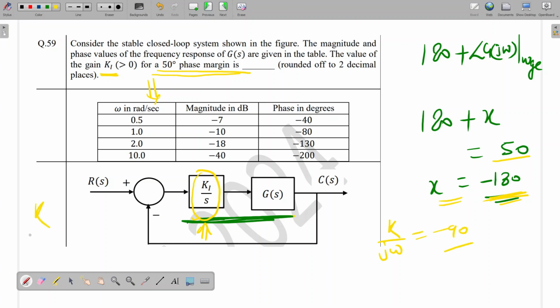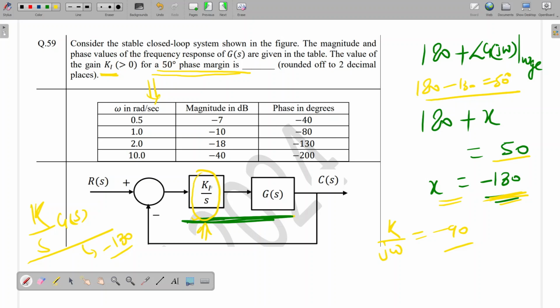See, something by S, K by S into G(S). This is our total plant. So total angle required is minus 130. Then only, if we add 180 minus 130, we'll get 50 degree phase margin. Is it clear up to now? Yes, sir.